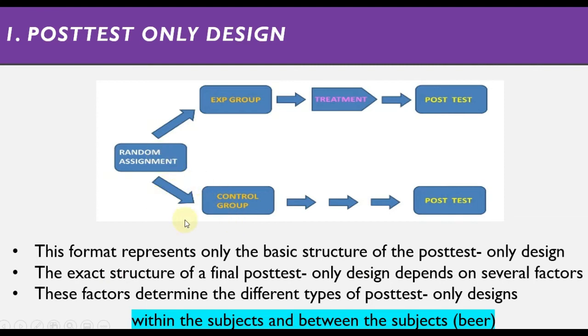So, this is an example diagram of a post-test only design. As you can see, we did not administer a pre-test. Then, in the experimental group, we introduced a treatment and then took the post-test. For the control group, we did not put in anything, we just randomly assigned, but we took a post-test without any treatment.